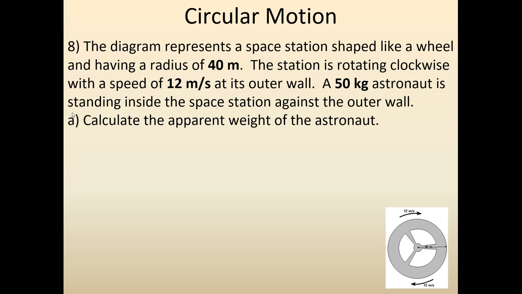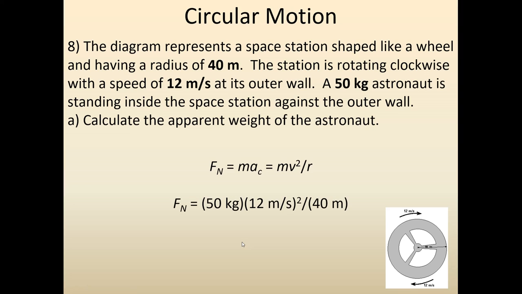Again, they're basically hinting that they want us to find the centripetal force, since a person on the outer wall will end up having their normal force acting as the centripetal force. So I set the normal force equal to centripetal force, plug in my numbers, and end up getting 180 newtons. So this person who would normally weigh 500 newtons on Earth will end up feeling a little bit more than a fifth of their normal weight being on here.